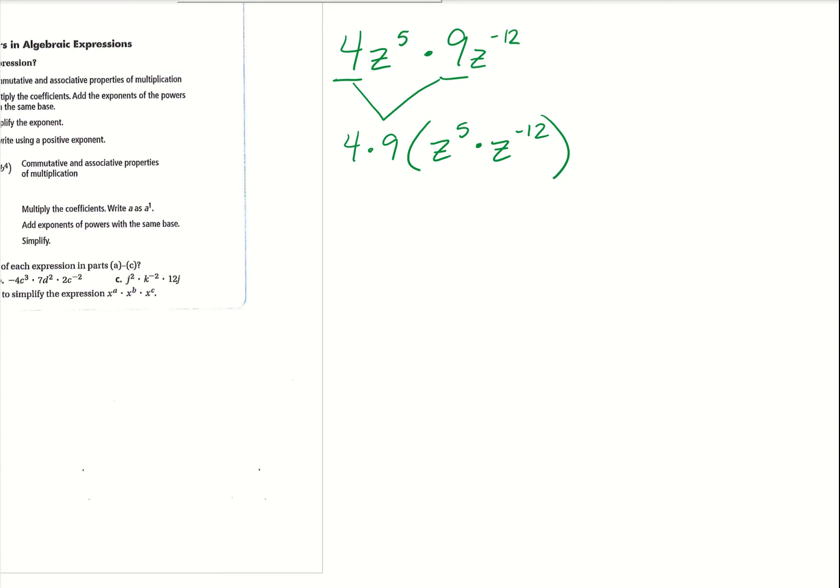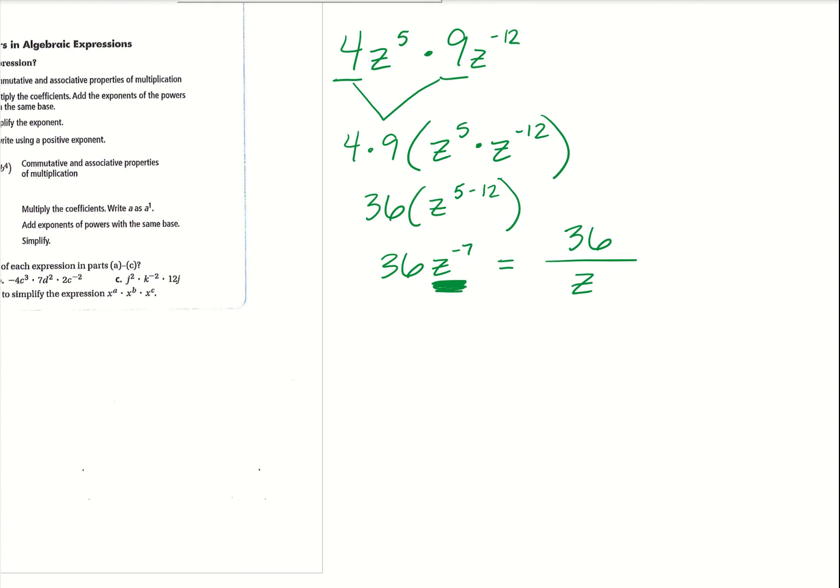So we have 4 times 9 is 36. And we're left with z to the 5th plus negative 12, or just minus 12. That will give us 36z to the negative 7th. Now, if you remember that negative exponent, we talked about it in 7.1, I believe, we can move that to the denominator.